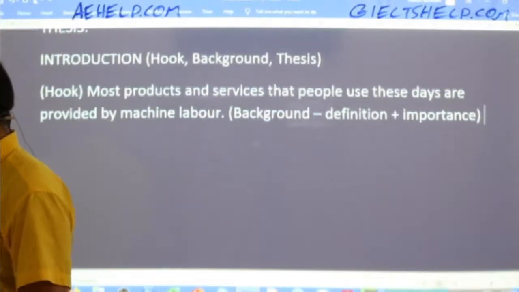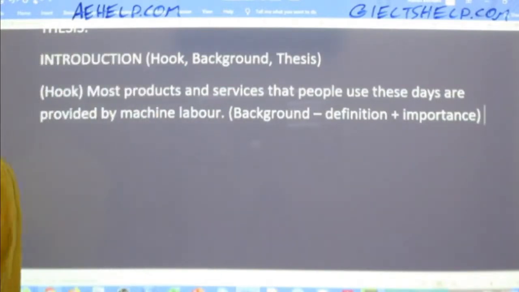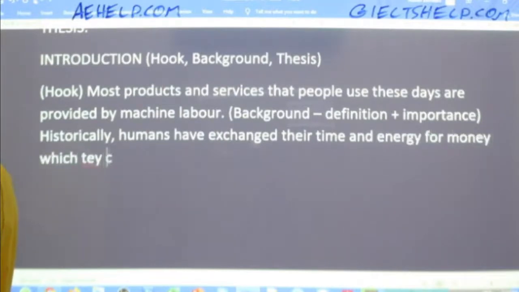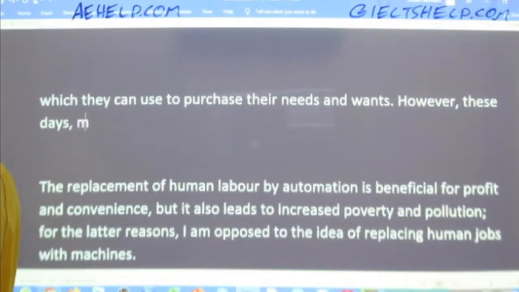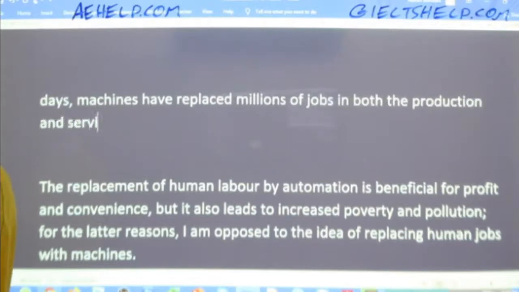Okay, here we go. Again, just put it in your own words. That's the information that you need, all right? So historically, humans have exchanged their time and energy for money, which they can use to purchase their needs and wants. However, these days, machines have replaced millions of jobs in both the production and service sectors.